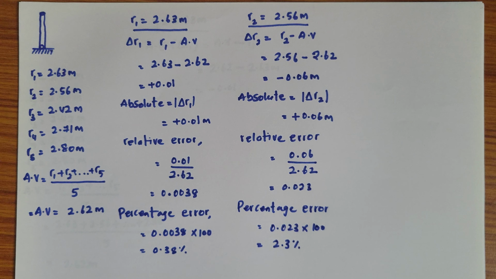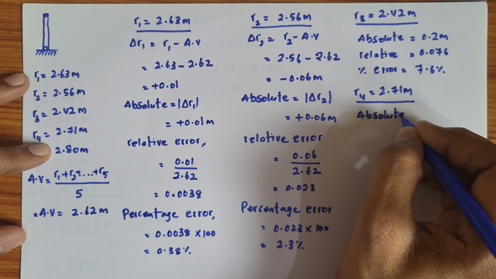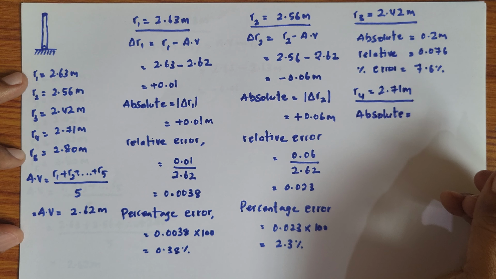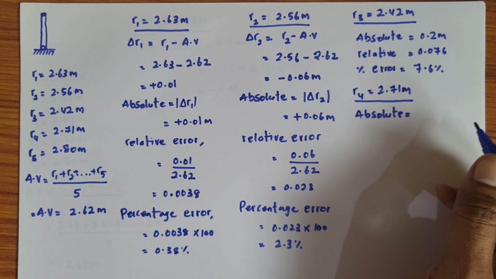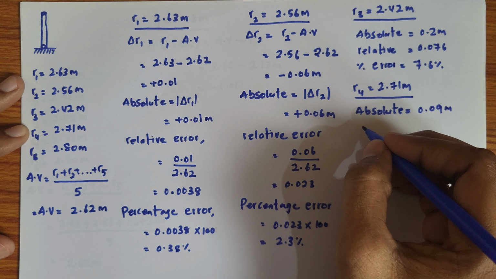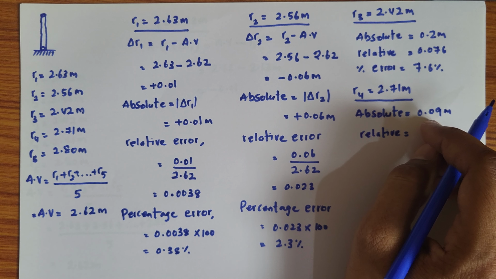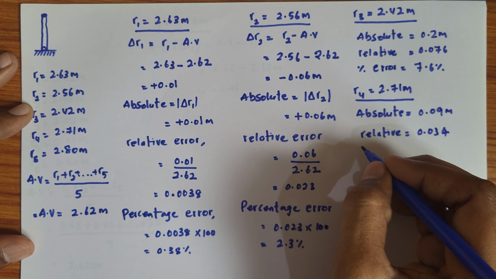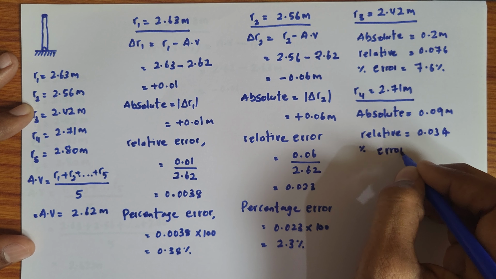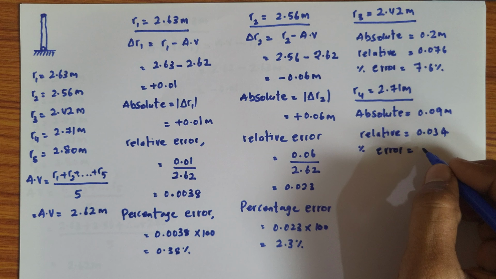Now for R4, R4 value is 2.71 meters. For R4, absolute error is going to be 2.71 minus 2.62. It is going to be 0.09 meters. Relative error is going to be equal to 0.09 divided by 2.62. It is going to be 0.034, and then percentage error is going to be 3.4%.